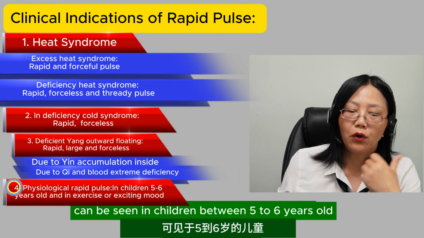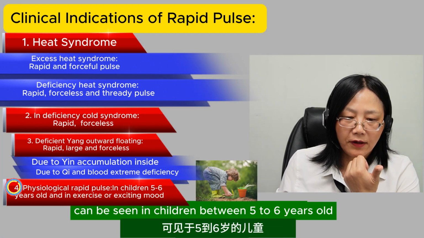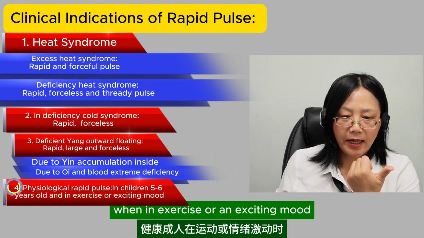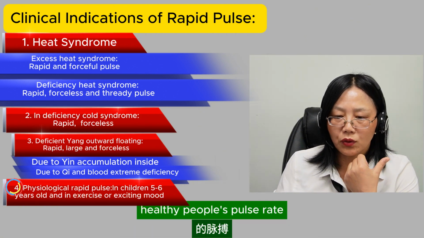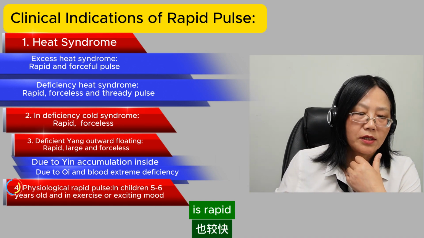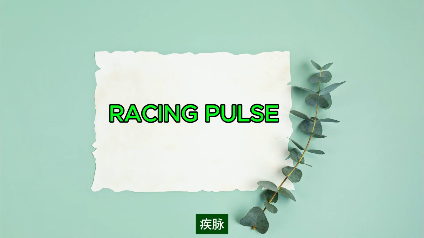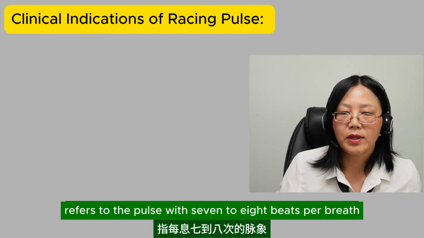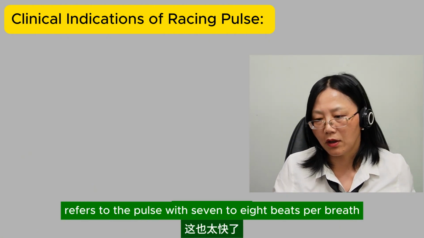There's a physiological rapid pulse that can be seen in children between 5 to 6 years old. When in exercise or excited mood, healthy people's pulse rate is rapid. Racing pulse. Racing pulse refers to the pulse with 7 to 8 beats per breath.